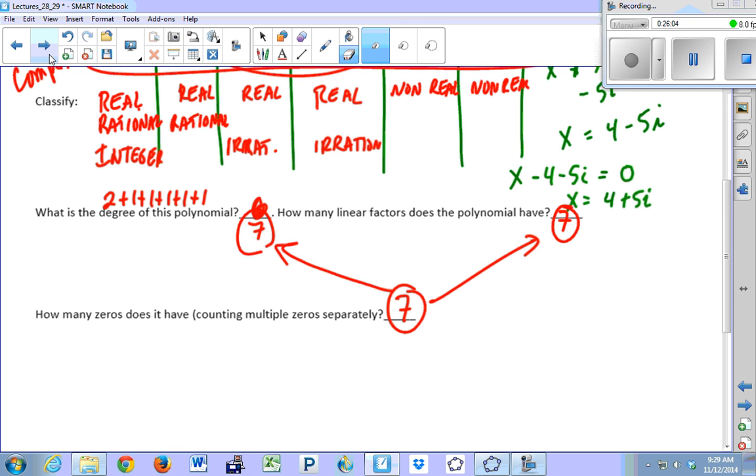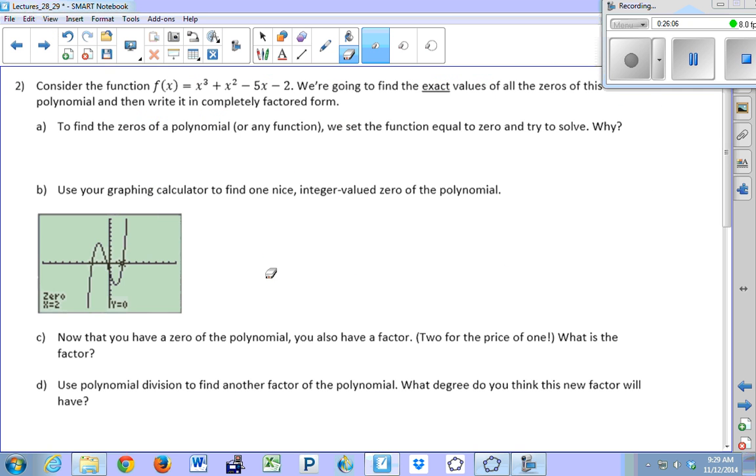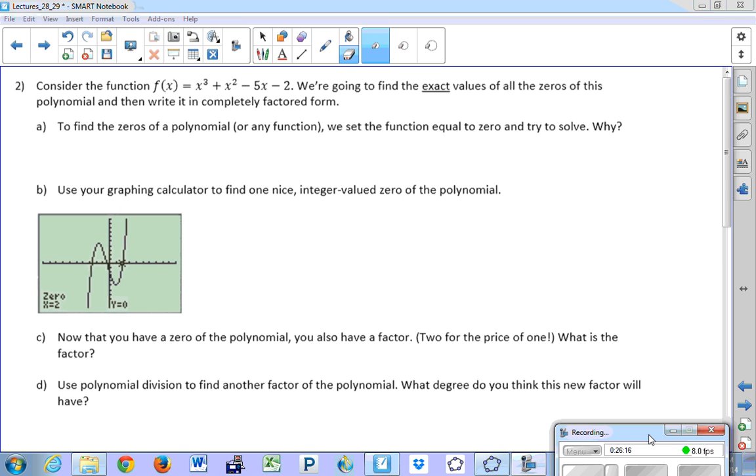Let's take a look at one of these. So here's a function, x cubed plus x squared minus 5x minus 2. Be careful, this is not in factored form, it's in polynomial form right now. So when it's in polynomial form, how do we find the degree? When it's in polynomial form, you look for the highest exponent, right? So what's the highest exponent here? 3, so this is a cubic. So this is a cubic function.